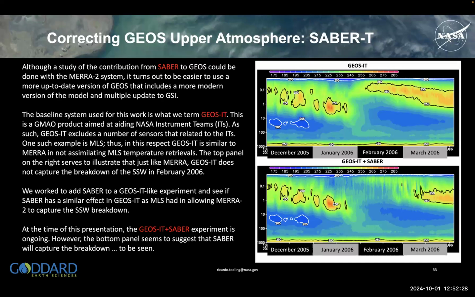Particularly, MLS is one instrument that they don't want to see, because the group that works with MLS is testing it. So GEOS IT does not have MLS data, and certainly doesn't have SABRE data, so it's similar to MERRA in this respect. So we play the same game here, saying, okay, instead of adding MLS to GEOS IT, which should be the equivalent of doing MERRA-2 with MLS, we added SABRE to GEOS IT to see if, again, we would recover a better representation of the stratospheric southern warming.